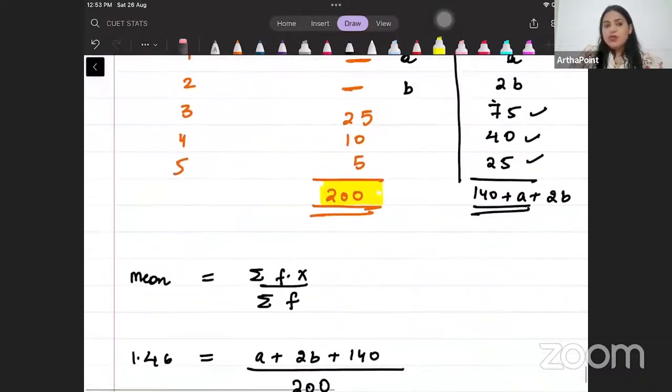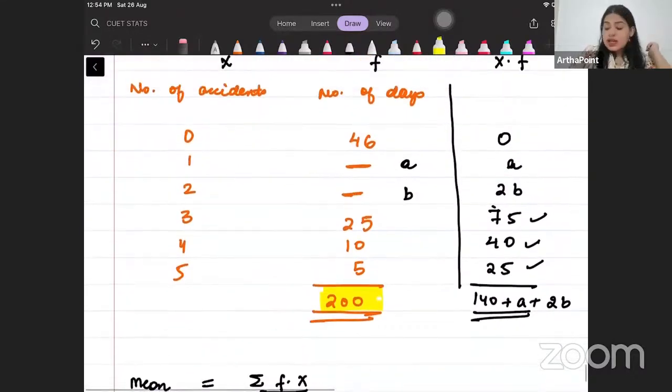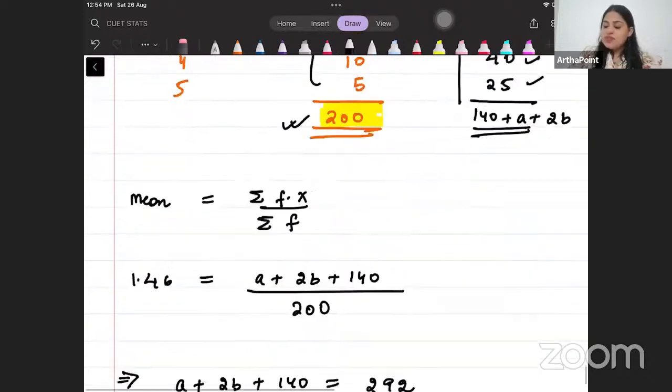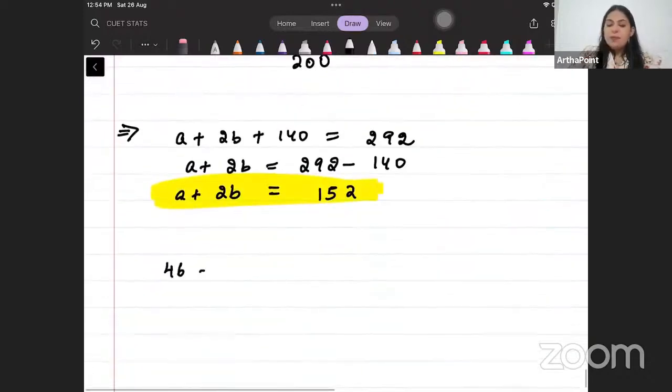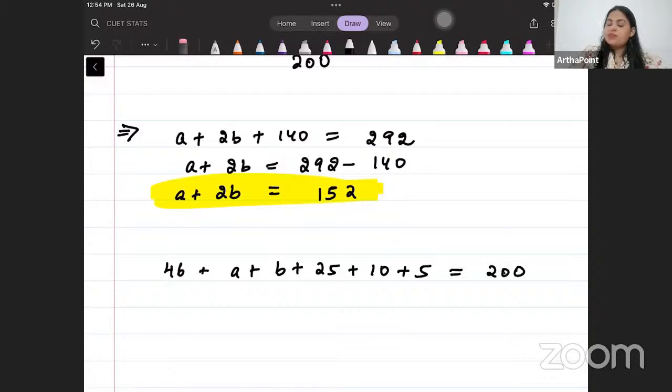Now find out the second equation. What is the second equation? The second equation is that the sum of the frequencies is given to you as 200. So, beta, this means that 46 plus A plus B plus 25 plus 10 plus 5 is given to me as 200. Just solve this. So when you solve this, you will get A plus B will be coming as 114.